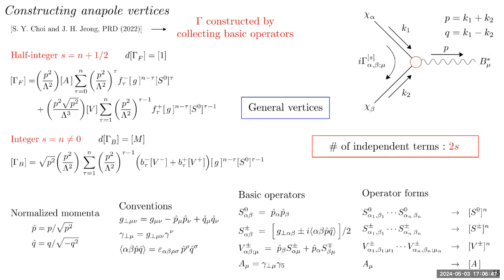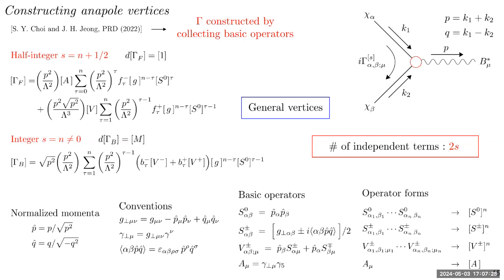Maybe it looks very early, but in order to include all the general cases, we should encounter this. Of course, I cannot explain all the details, and I cannot make you understand it fully. So as I told you before, my purpose is to deliver to you only the essence of our construction algorithm. This is the general anapole property for fermion and for boson.